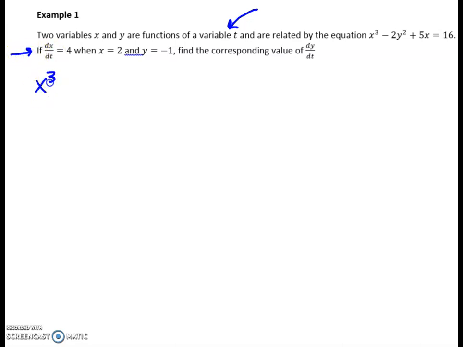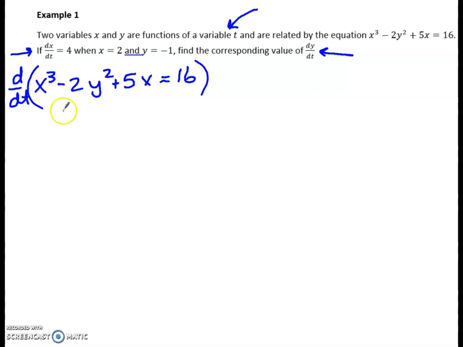So let me start with what you're given. You're given this relationship on x and y, and we want to find their rates, but with respect to t. So what does that mean? Well, that means I'm going to do the derivative, but with respect to t instead of x. So, okay, let's take the derivative of x cubed. The derivative of x cubed is 3x squared. But because I'm doing the derivative with respect to t, I also have to include the rate of change with respect to x. So dx/dt, I have to attach a dx/dt.